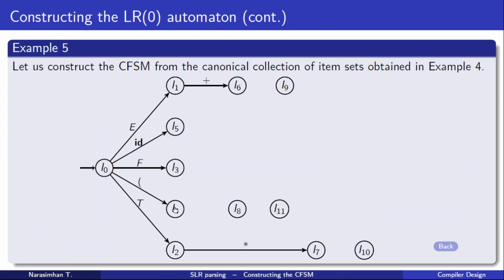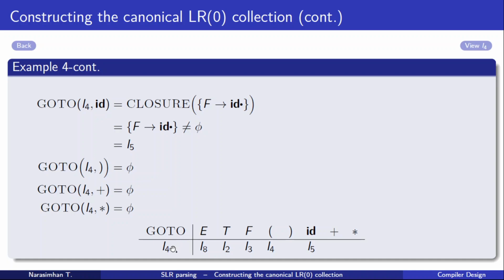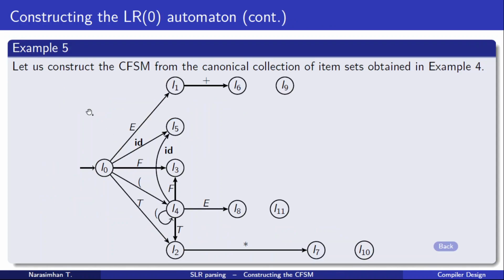Let us check I4. I4 on E takes you to I8, I4 on T takes you to I2, I4 on F takes you to I3, I4 on ID takes you to I5, and in I4 if you read left parenthesis you will be just in the same state I4. It is a self loop. So that is all about I4.